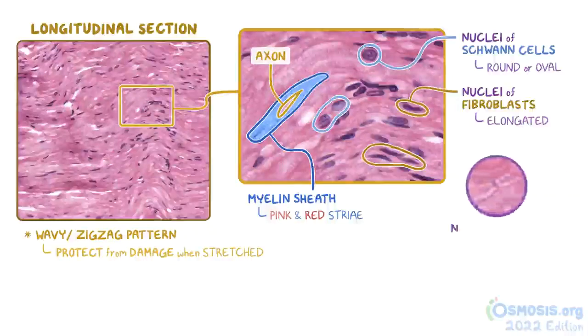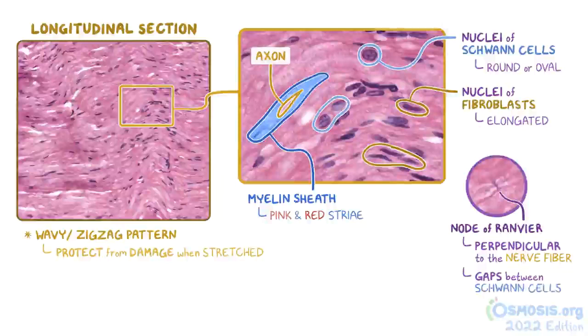In this image, a node of Ranvier can be seen as a purple line that's perpendicular to the nerve fiber. The nodes of Ranvier are the small gaps or junctions between neighboring Schwann cells. We can even see how the myelin sheaths become more narrow right before they reach the node.